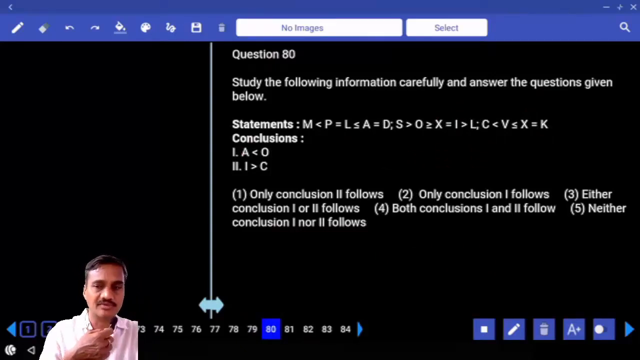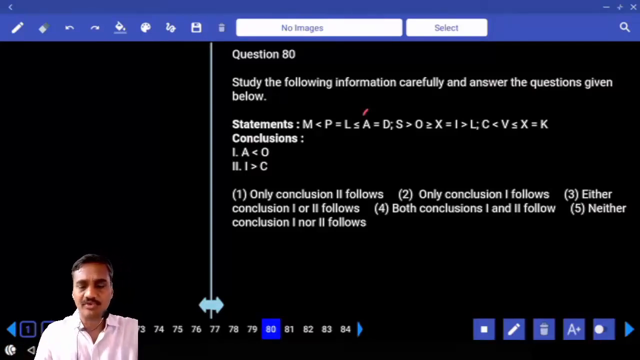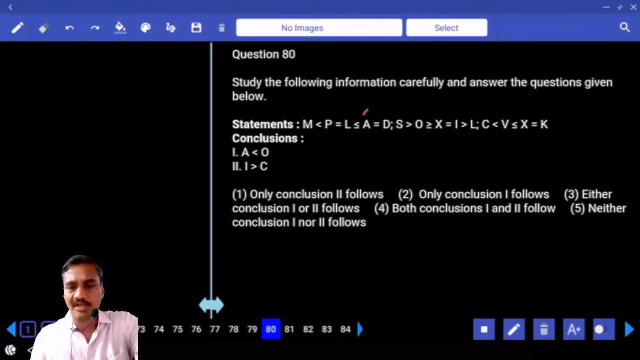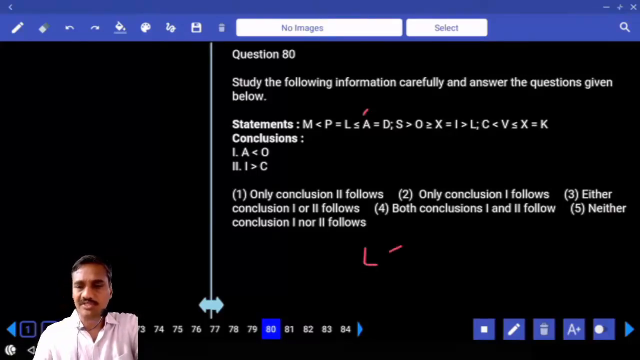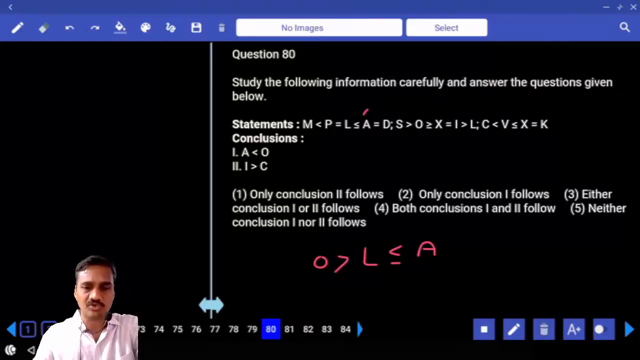The next one, A and O. A is here, O is here. Which element is common here? L is common. As L is common, L lesser than or equals to A. And next one, O and L. O greater than L, L lesser than A. Two opposite symbols, no relation.